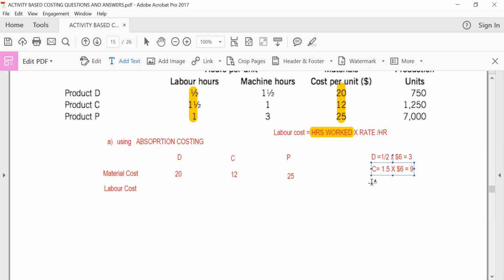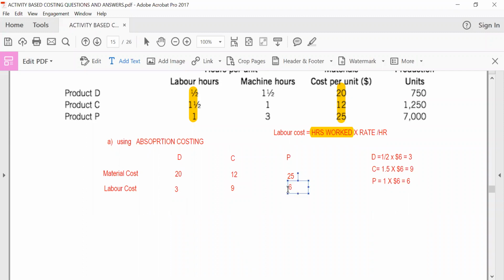In the case of product P, we have 1 hour. They are working 1 hour as highlighted in yellow. So that is times the rate of $6. At the end of the day, we end up getting an answer of 6. If you have them, then please slot them in. Labor cost, no calculation. You just multiply the hours worked by labor times the rate per hour. Case closed. So there's no wahala. 3 here, 9 for the next one, 6 for the next.